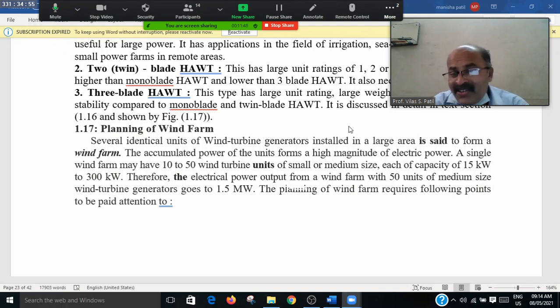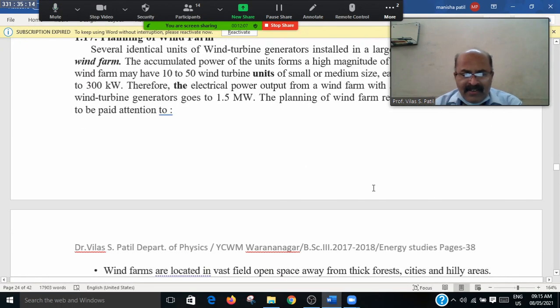And its output is used to the load region. Here, the planning of the wind farm requires the following points. What are the requirements, friends? See here, what is the requirement?